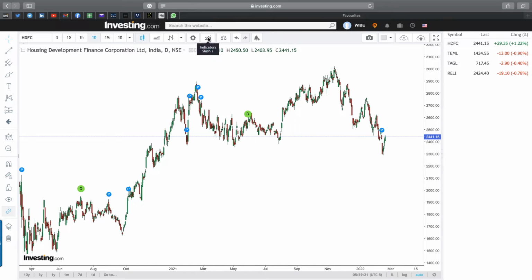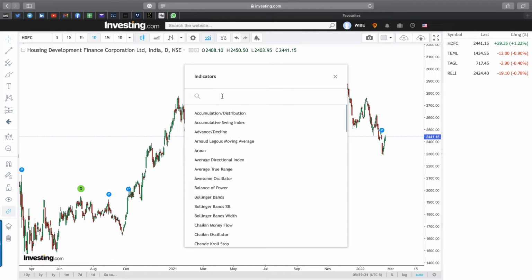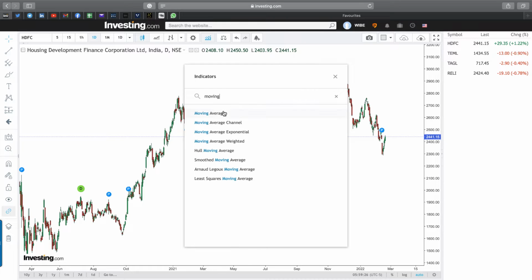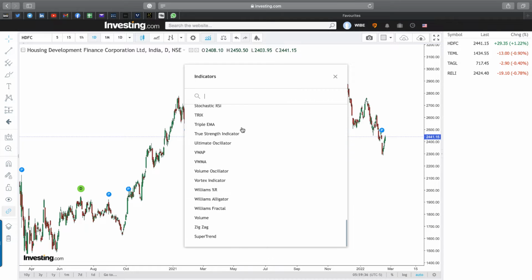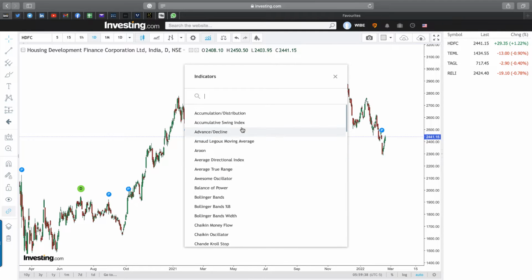Here you can go to indicators, and then type in moving average. There is moving average, simple, weighted, a lot of moving averages are there. There are n number of technical indicators. Just for example, all these are technical indicators. There are various strategies developed to trade in and trade out of stocks just to make money.